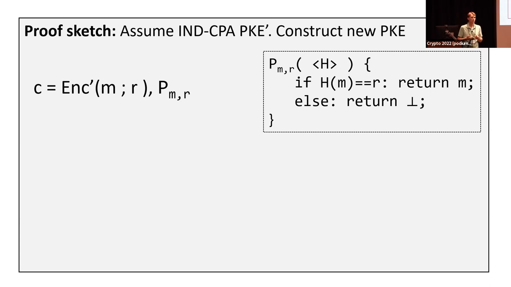It takes as input code for some function, and it will have the message and randomness hard coded. It will evaluate the function on the message and see if it equals the random coins. If it does, then this function will just output M, and otherwise it will reject and output this special bot symbol.